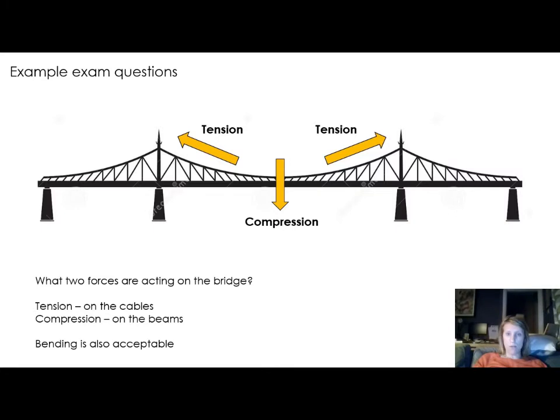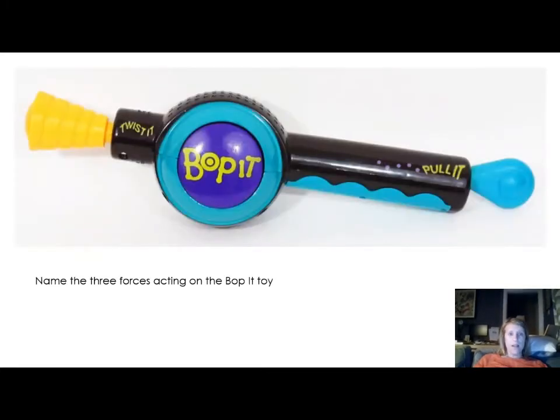Okay, I'm going to show you another one now. This one, I don't know if anyone had this toy. I remember I drove my parents crazy with it one Christmas. So this is called Bop It, and there are three forces acting on this toy. So pause here and try and write down the three forces.